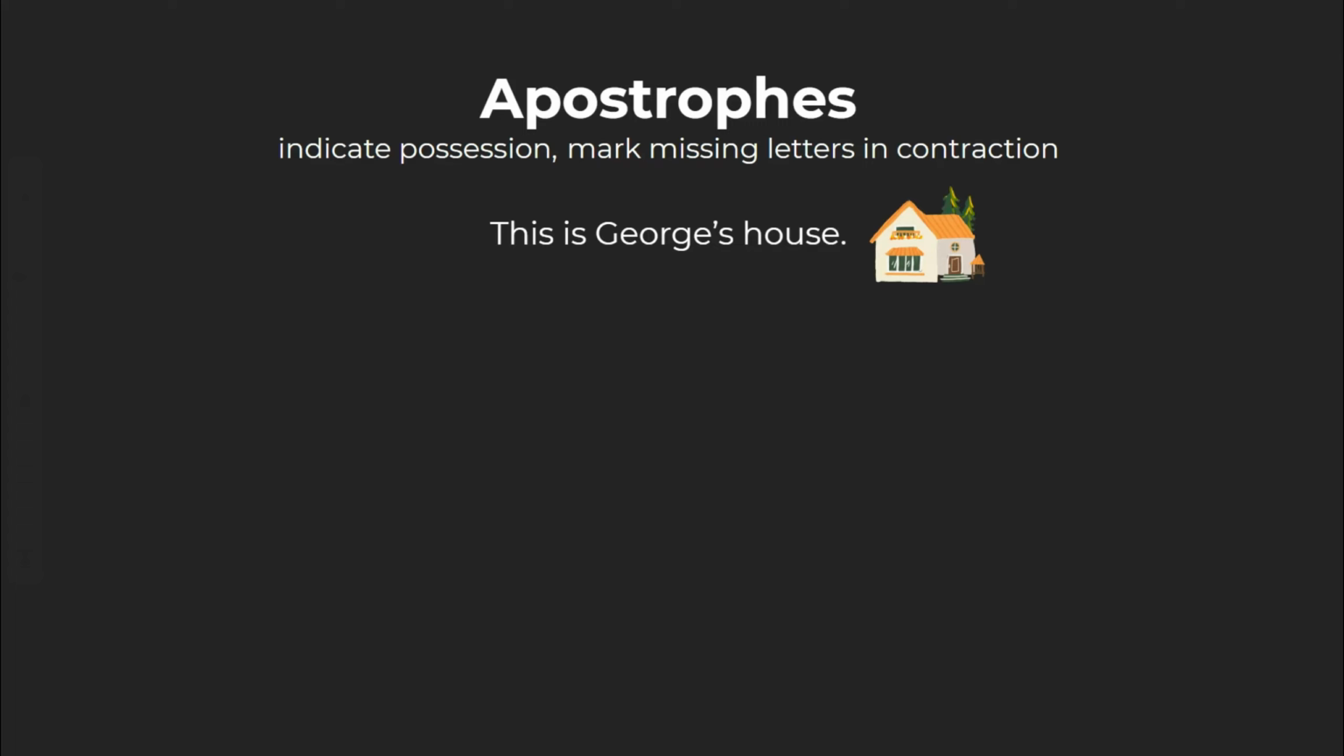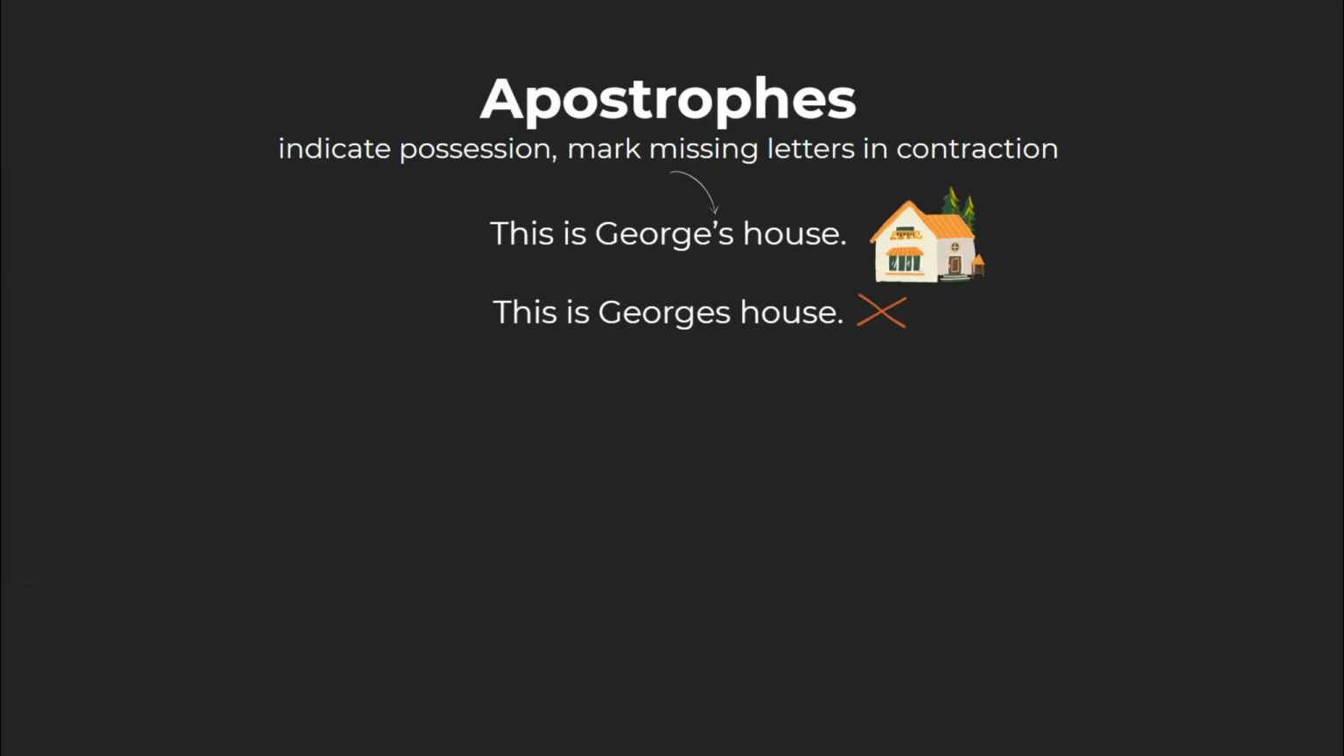Next, we have apostrophes. Apostrophes have two main jobs: one, to indicate possession, and two, to mark a missing letter in a contraction. Let's focus on each of these one at a time. In the phrase, "This is George's house," the apostrophe S after George indicates possession. It shows us that the house belongs to George. To simply write, "This is Georges house," without an apostrophe is incorrect. In any context of possession, an apostrophe is necessary.